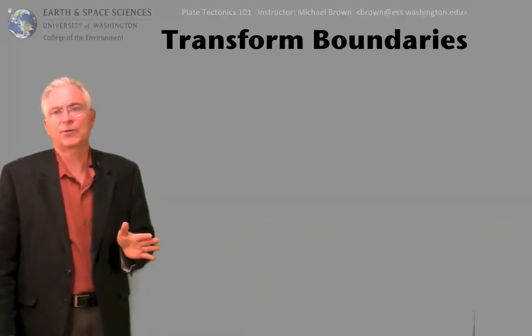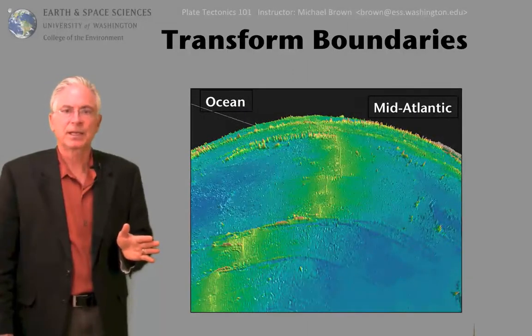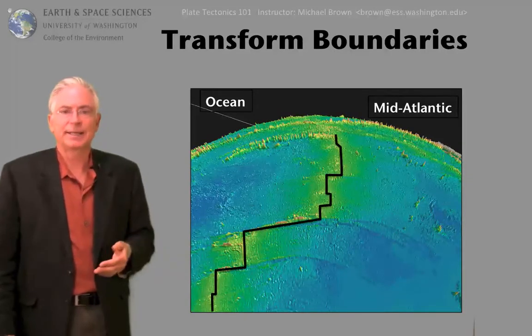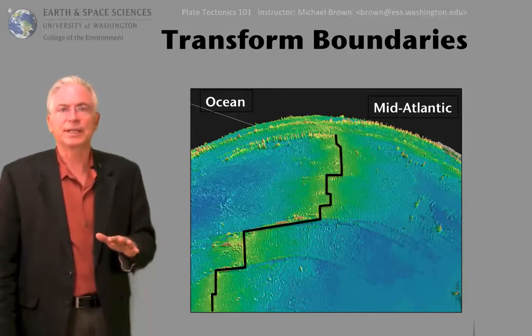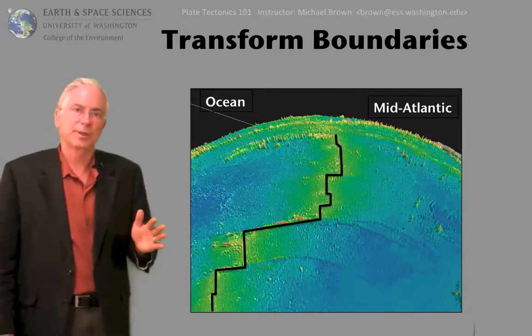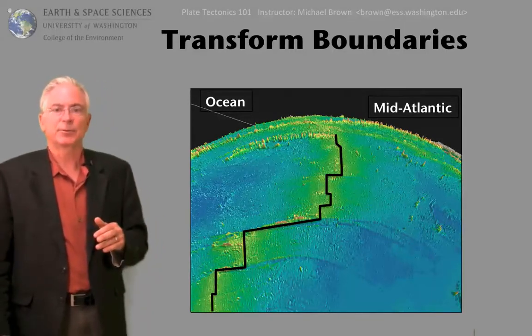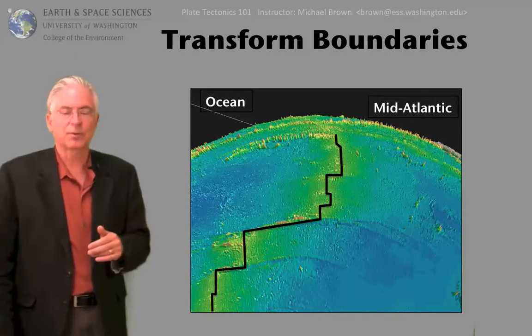Let's turn to the transform boundaries. There are the ocean transform boundaries. We've actually already mentioned that. Here I have, though, a picture of the Atlantic Ocean with the mid-Atlantic ridge, and I've highlighted the mid-Atlantic ridge itself as it comes across.